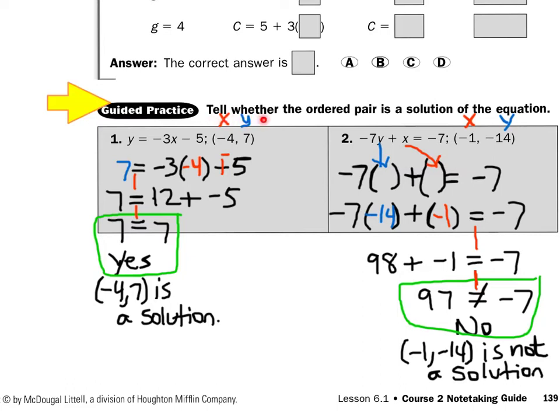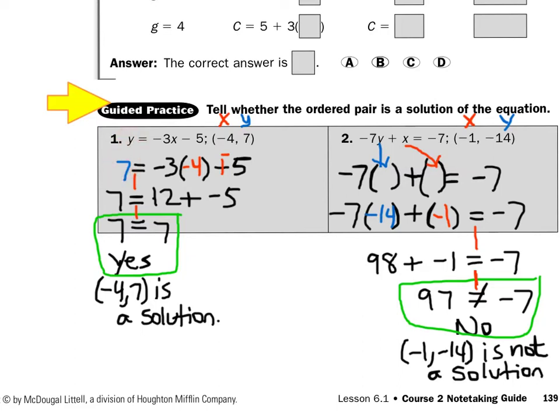All right, so tell whether the ordered pair is a solution of the equation. They gave us an equation, y equals negative 3x minus 5, and then they give us a point that they want us to try. So remember, the negative 4 is going to go in for the x, and the 7 is going to go in for the y. All right, so I replaced y with a 7.